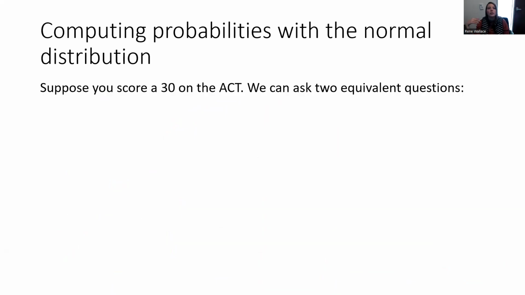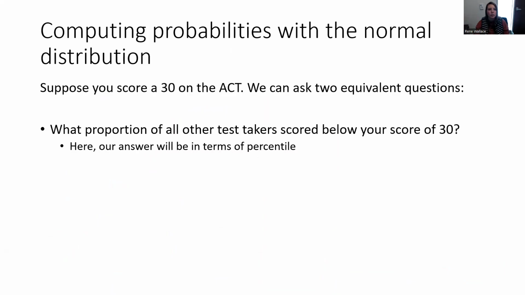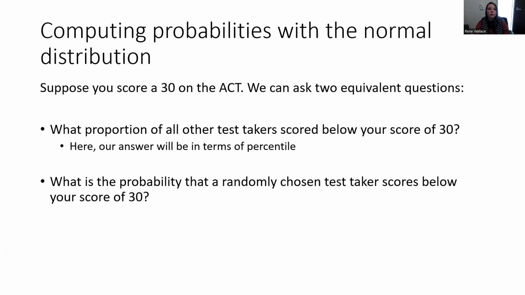So suppose you scored a 30 on the ACT. We could ask 2 equivalent questions. We could ask what proportion of all other test takers scored below your score of 30. Here our answer would be in terms of percentiles. Or we could ask what's the probability that a randomly chosen test taker scores below your score of 30. We could ask either of those questions, but they're equivalent, right? They're asking the same thing. We're just asking about probability or proportion.